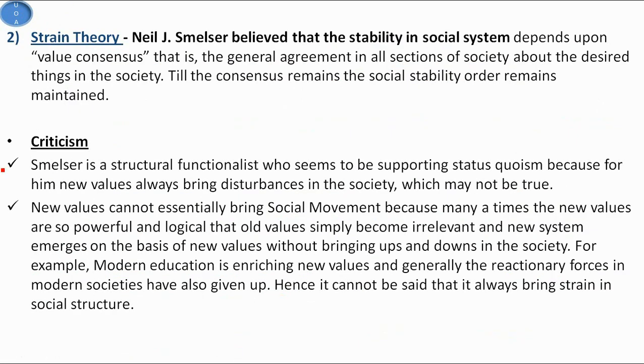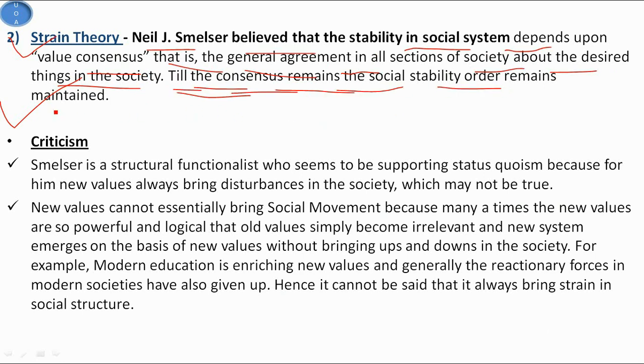Now we consider the strain theory, that is the second theory. Neil J. Smelser believed that the stability in a social system depends upon value consensus, that is the general agreement in all sections of the society about the desired things in the society. Until the consensus remains, the social order remains maintained.